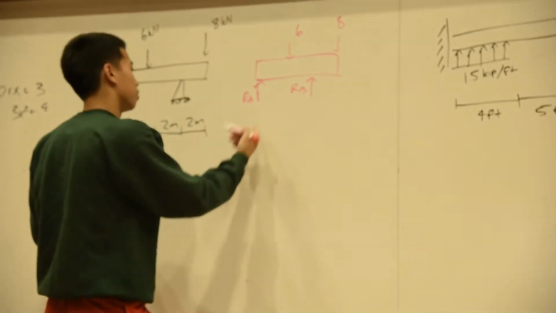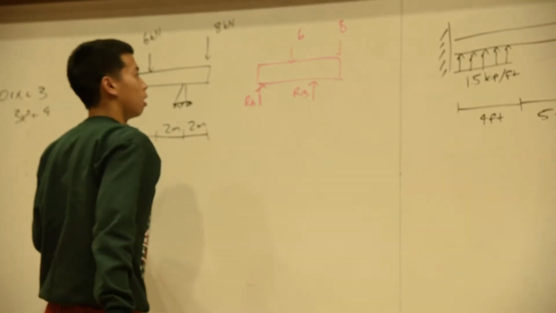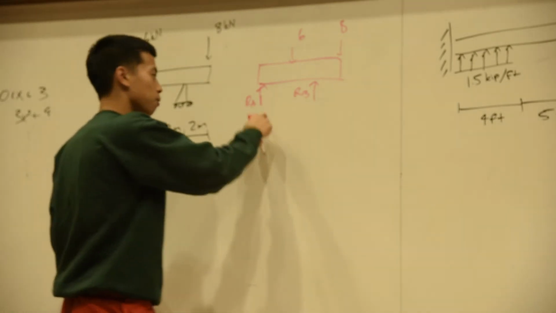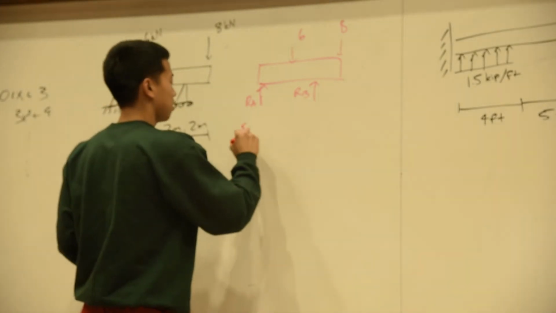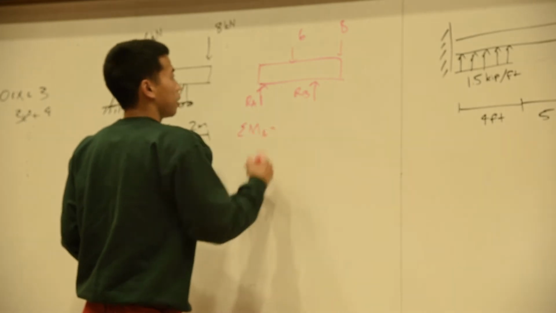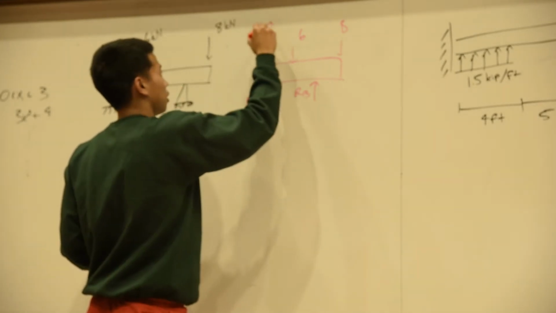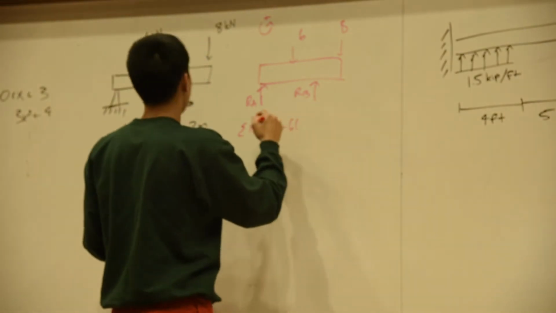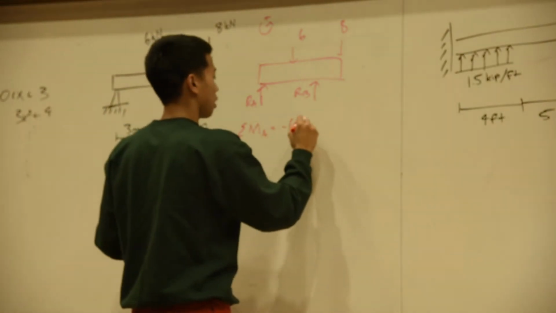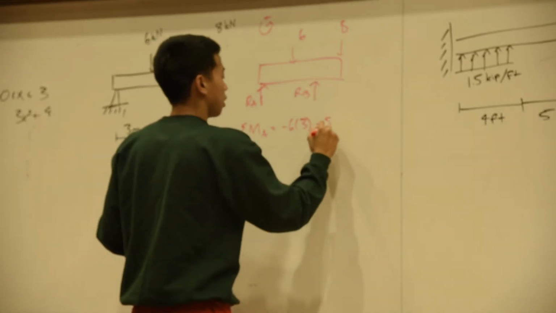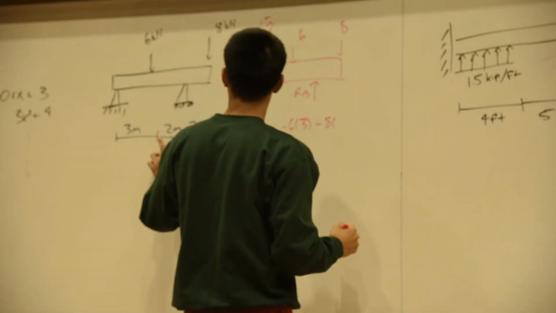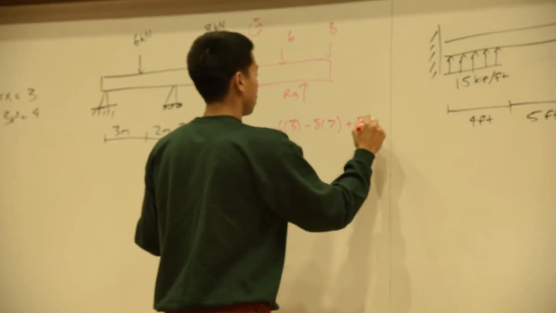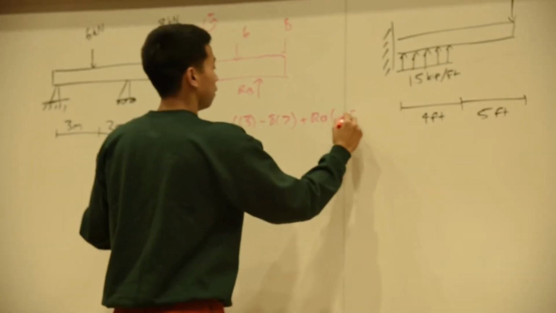Okay, I'm going to do some of the moments about A. I'm going to say this way is positive for now. So you get minus 6 times 3, minus 8 times 7, plus RB times 5.